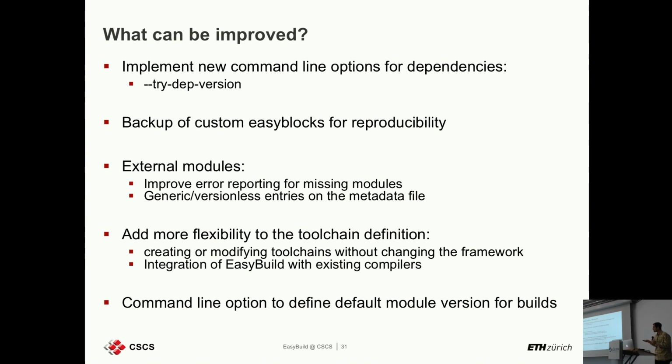And then flexibility for toolchains, like creating or modifying toolchains without changing the framework, so having on-the-spot toolchains, and integrating EasyBuild with existing compilers. So last but not least, it would be nice to have a command line option to say, EasyBuild, please make this module file default, because we implemented a hack in order to have some .version files in our module file folders, but that could also be easily implemented in the framework.